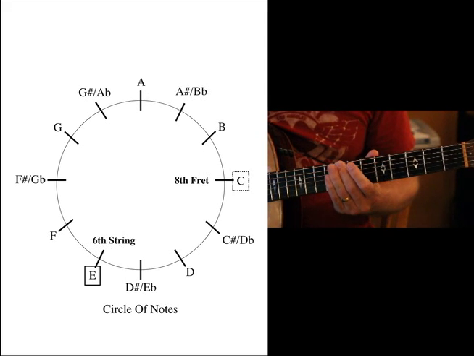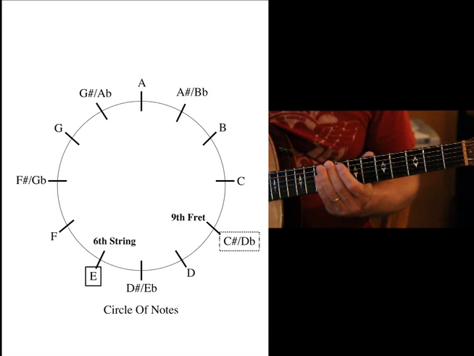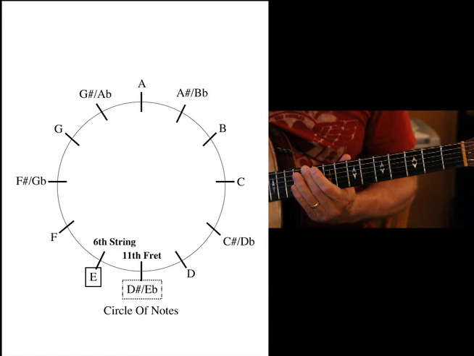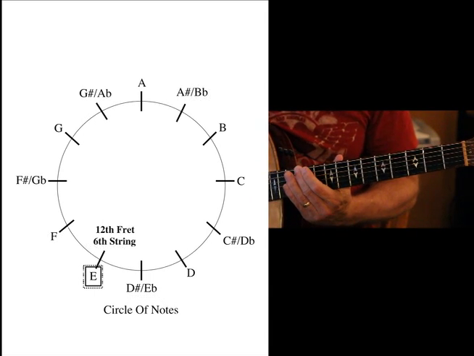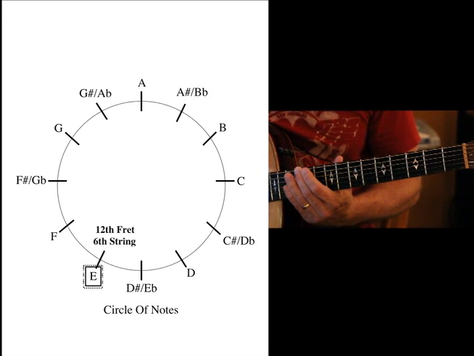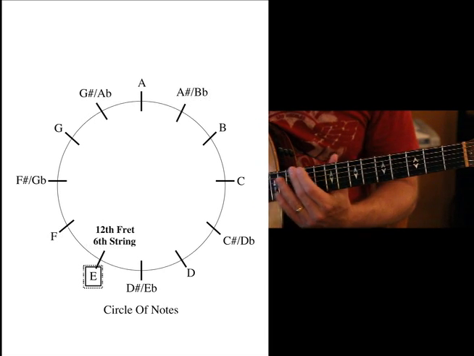right up the neck. See how we're following that circle of notes all the way around? You see how easy that is to learn the notes? Now we're at the 12th fret, and we've circled back to E. At this point we're going to start repeating again.